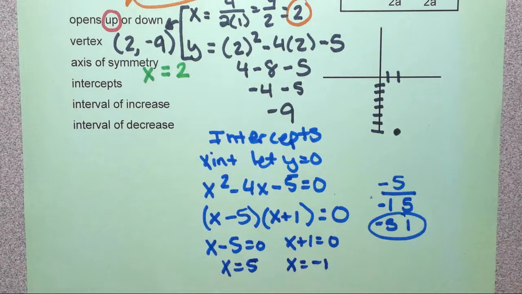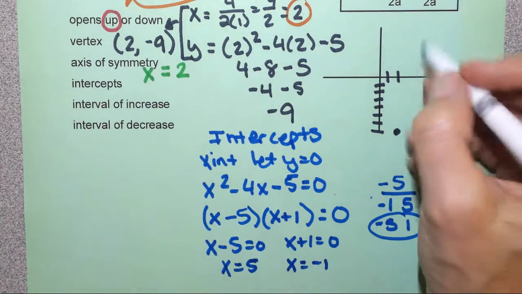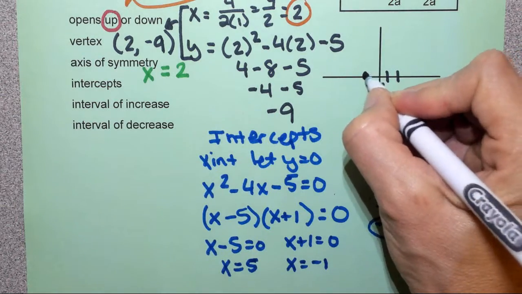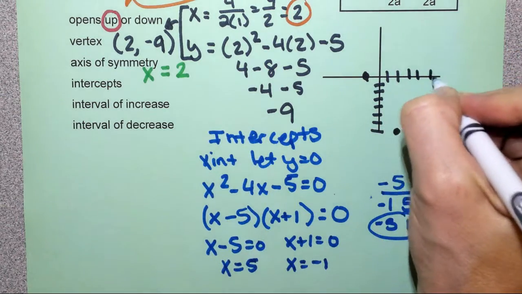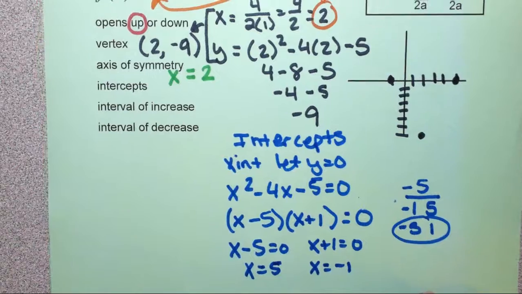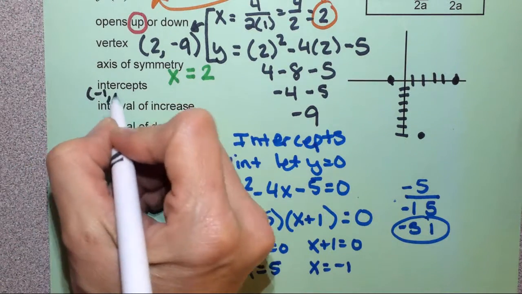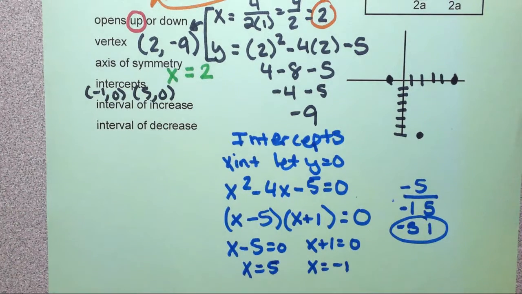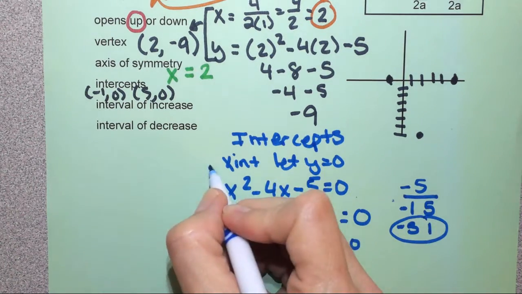So my solutions tell me that I have x-intercepts at negative 1 and at 5. So I can go over here to my graph. I'm going to have an x-intercept at negative 1 and at 5. So I can also write those up here. Negative 1, 0, and 5, 0. I still have to go find my y-intercept. So this was the x.